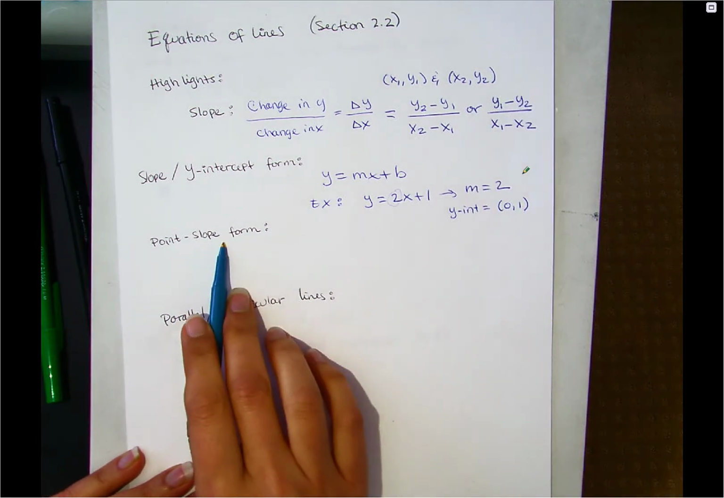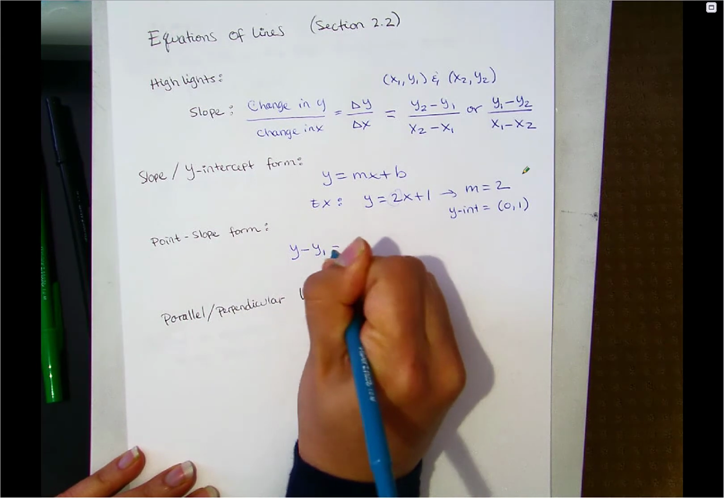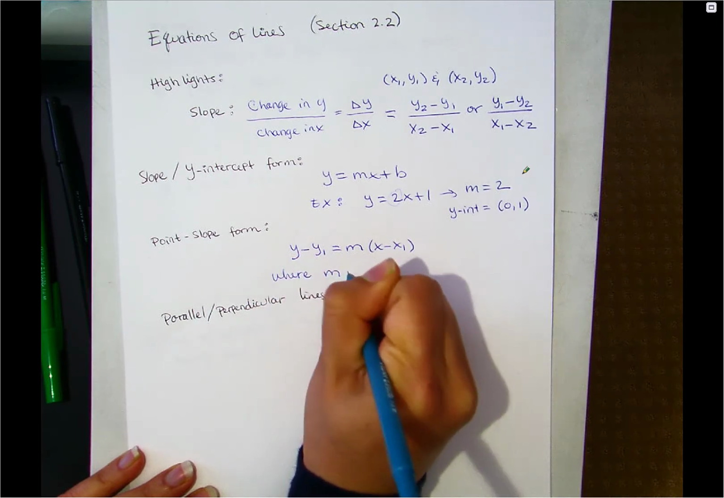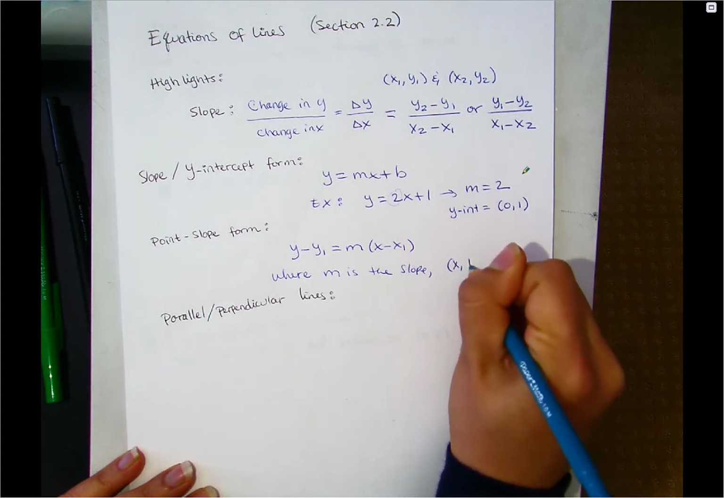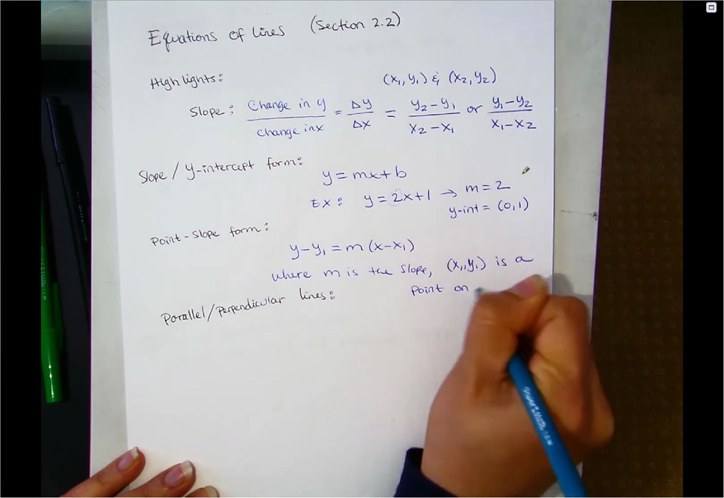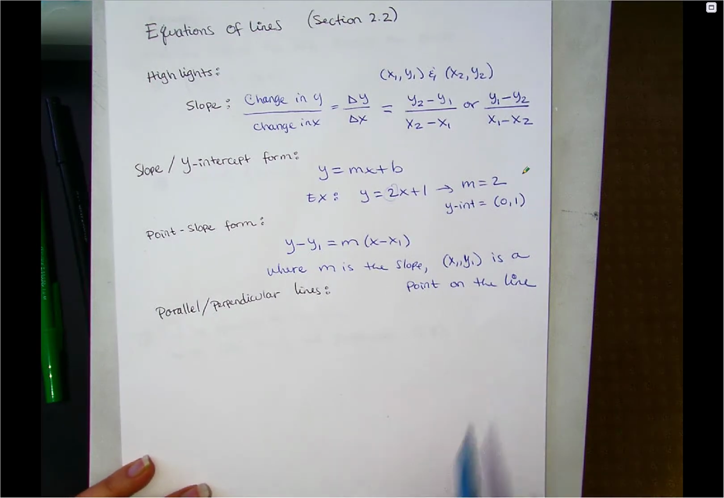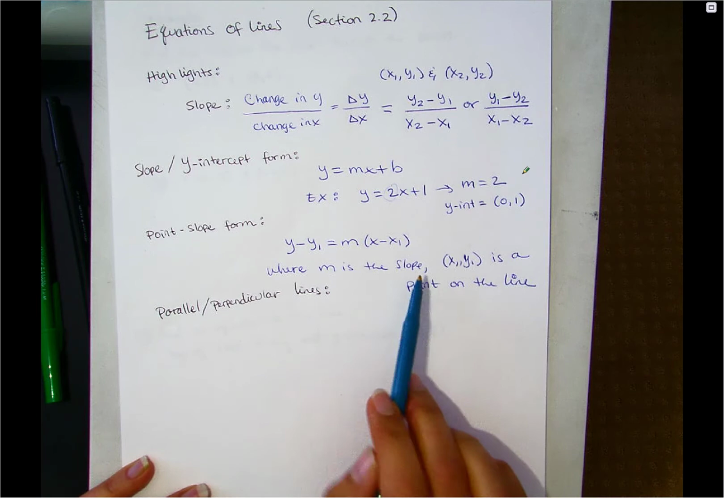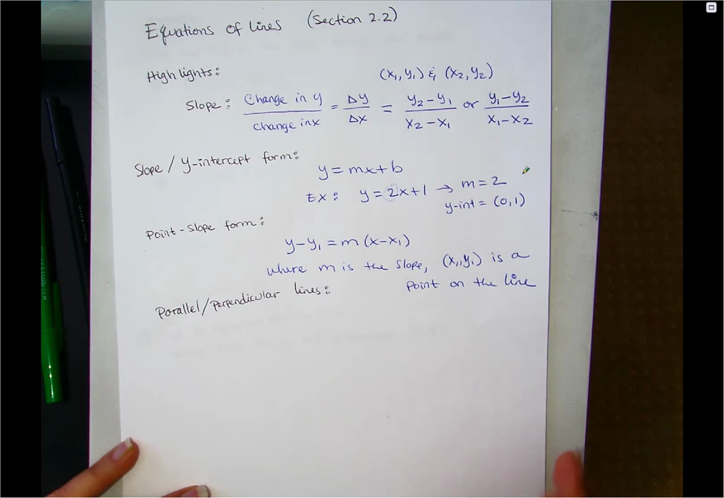And the other form of the equation of a line is the point slope form, which is y minus y1 equals m times (x minus x1), right, where m is the slope and (x1, y1) is a point on the line. Any point. It doesn't have to be the y-intercept. In the previous one, you're given the y-intercept. Here, (x1, y1) is just any point on the line.